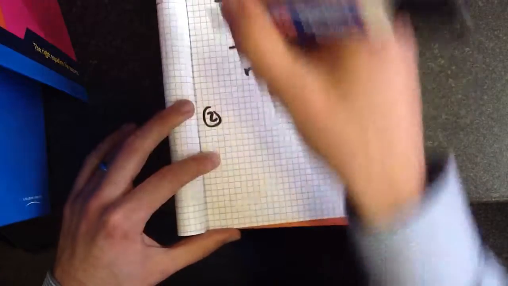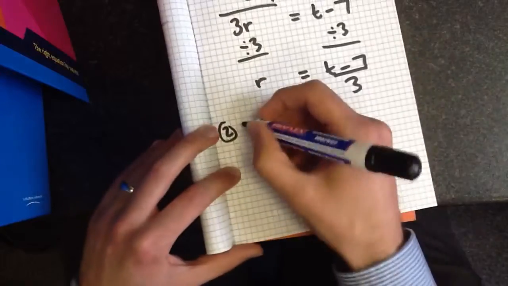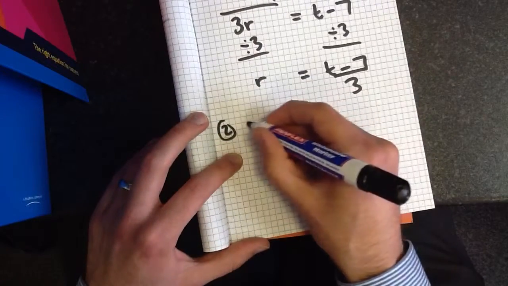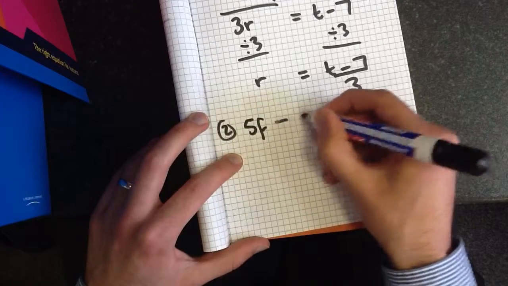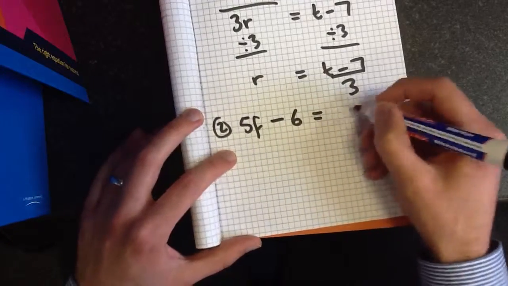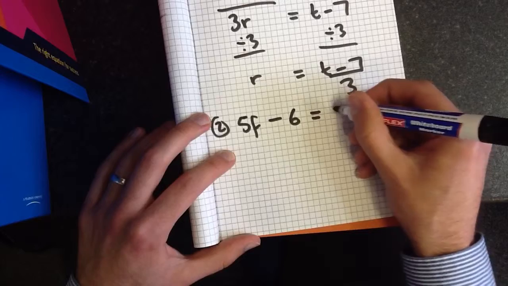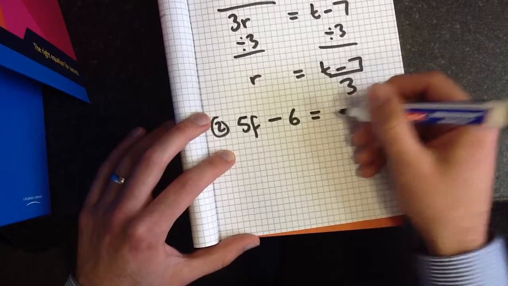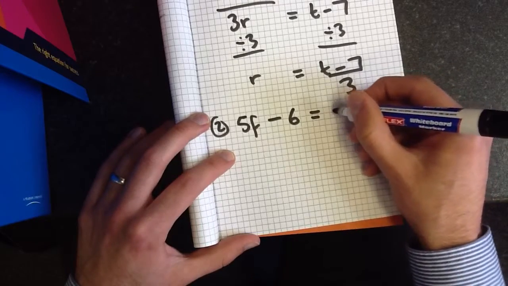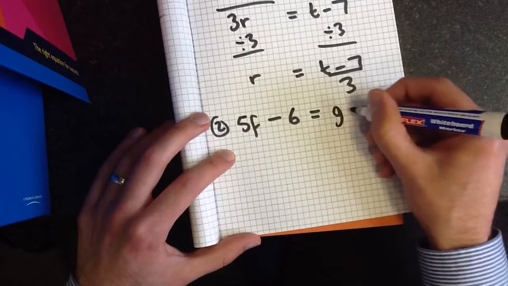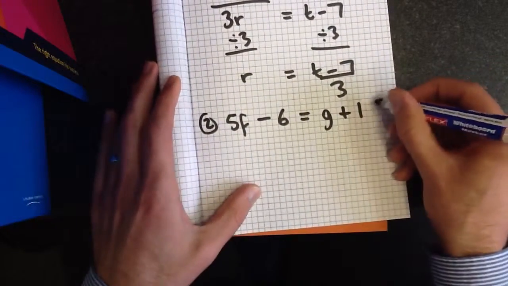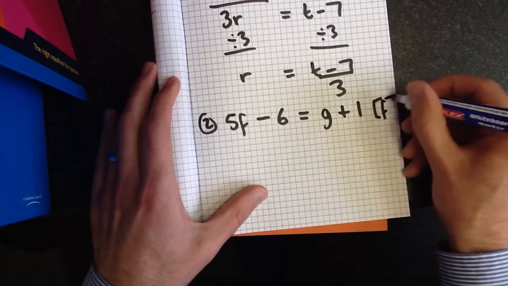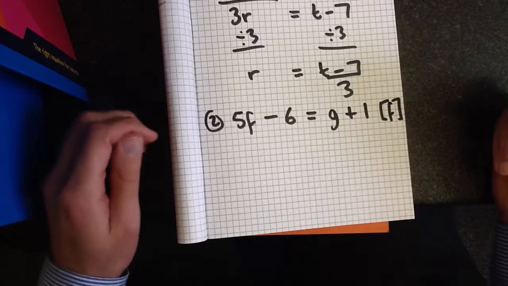A second example. This time I'm going to have 5f minus 6 equals, let's have, g add 1. So I want to make f the subject of this formula. I want to get f by itself.